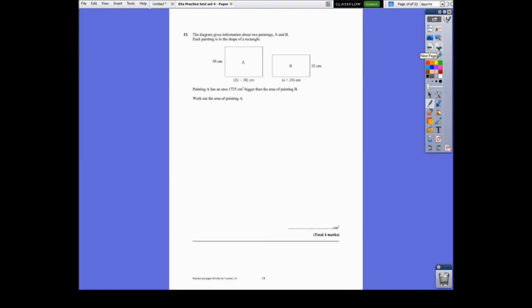Question 13. The diagram gives information about 2 paintings, A and B. Each painting is in the shape of a rectangle. Painting A has an area of 1,725 centimetres squared bigger than the area of painting B. That means the difference between the two is 1,725. Work out the area of painting A. So the area of A is 50 times 2x minus 10, length times width, which is 100x minus 500.